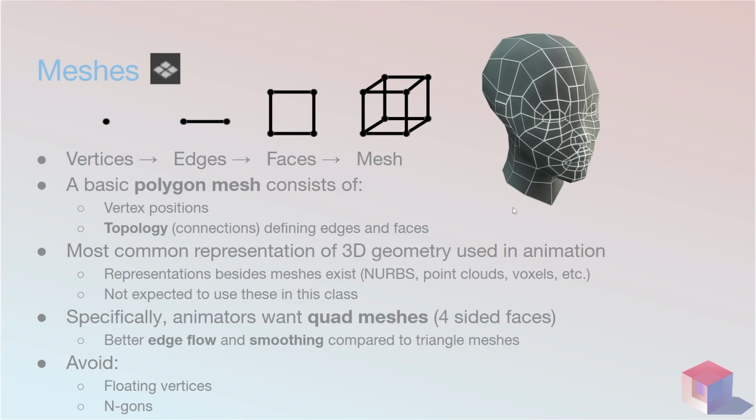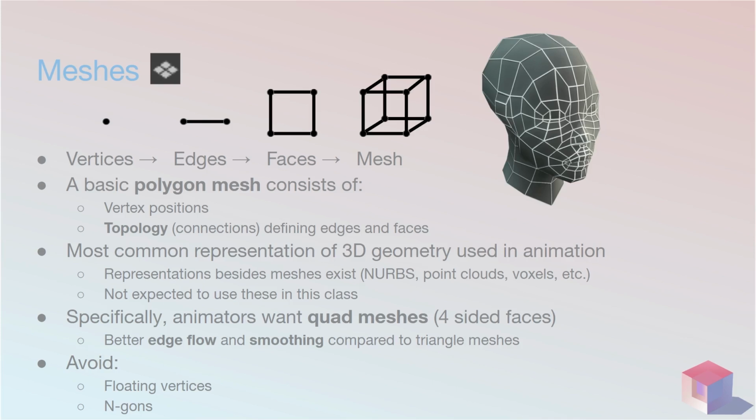Meshes aren't actually the only representation of 3D geometry, though. They are the most common representation. They're used a lot in animation, in video games especially. But there are also other representations if you're more interested in the theory behind that, such as NURBS, point clouds, voxels, etc. If you're interested in how you can represent 3D geometry, I encourage you to definitely look that up outside. But for the purposes of this class, we'll mainly be dealing with meshes.